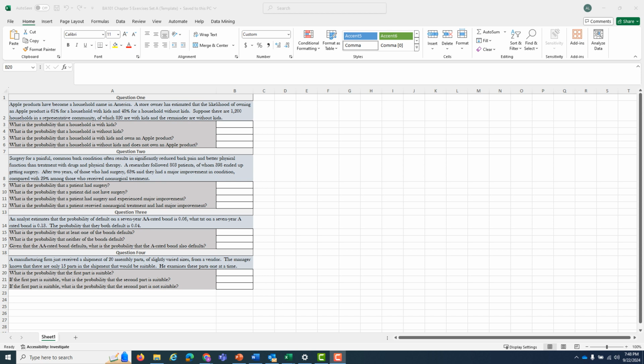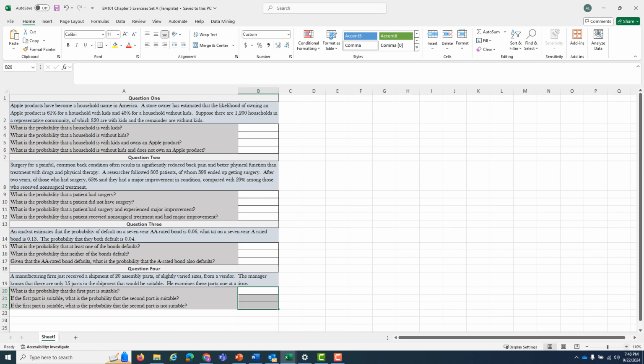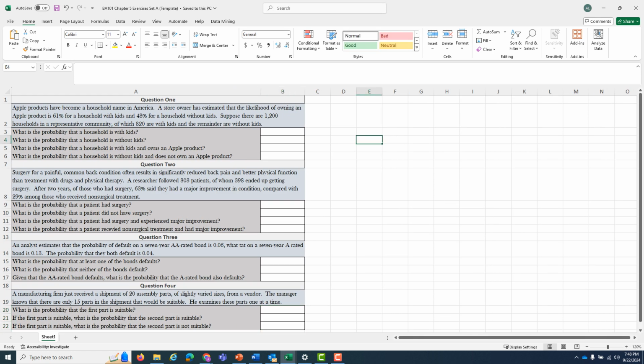In this example problem, we have 4 separate questions that are going to allow us to mess around with probability in a different way to find the chance that a certain outcome happens.